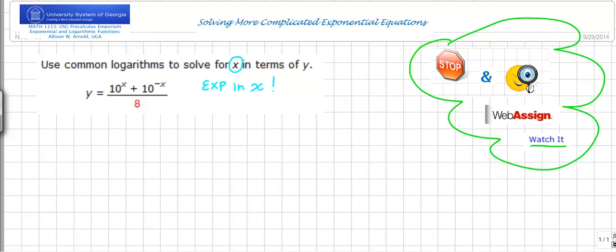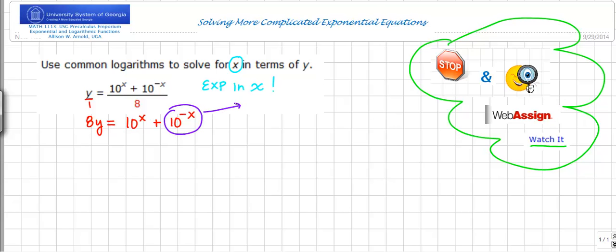So first I would multiply both sides by 8, and then what I would have is basically two separate exponential terms. So I'd have 8y equals 10 to the x plus 10 to the negative x. And now going back, our original equation is y equals 10 to the x plus 10 to the negative x divided by 8. Cross multiplying, if you will, leads us to the statement I just wrote down. And the question you have at hand is, what do I do with this? I mean, what's happening here?